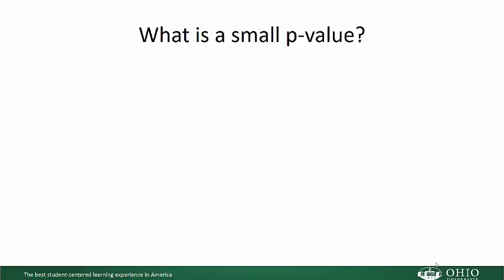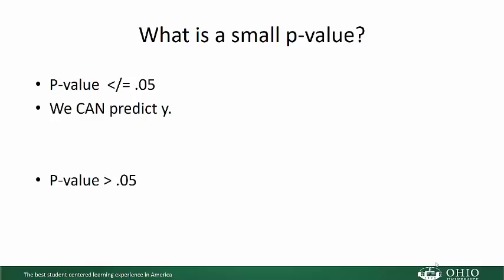So what constitutes a small p-value? Typically, a cutoff of 0.05 is used. That means if your p-value is less than or equal to 0.05, we will conclude that we can predict y. If the p-value is larger than 0.05, then we'll conclude that x does not predict y.